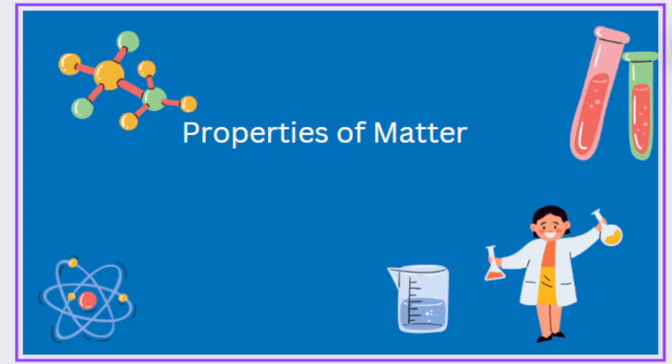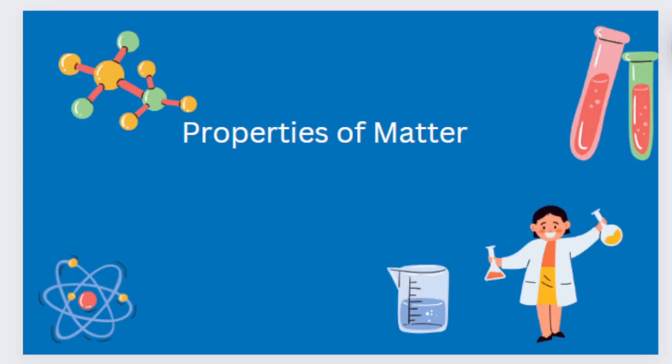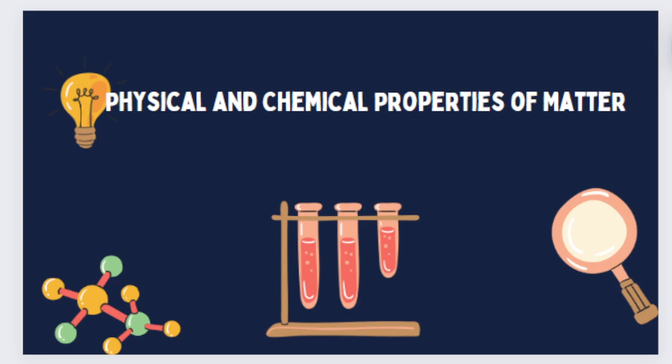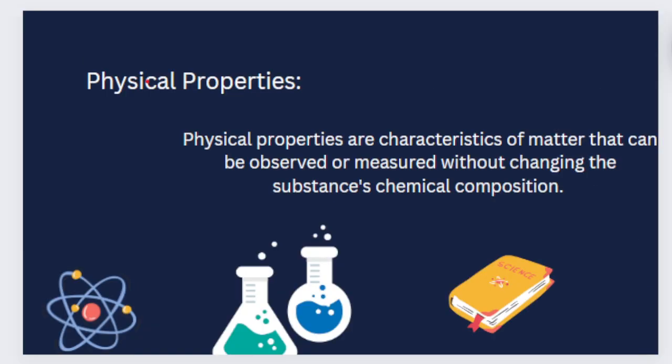And this new video is all about properties of matter. In the previous video we discussed what is matter. So basically properties of matter are two types, physical and chemical. We will learn both of them one by one. First one is physical properties.